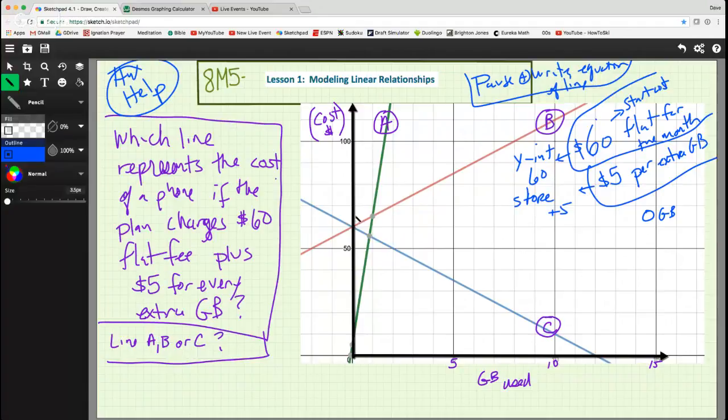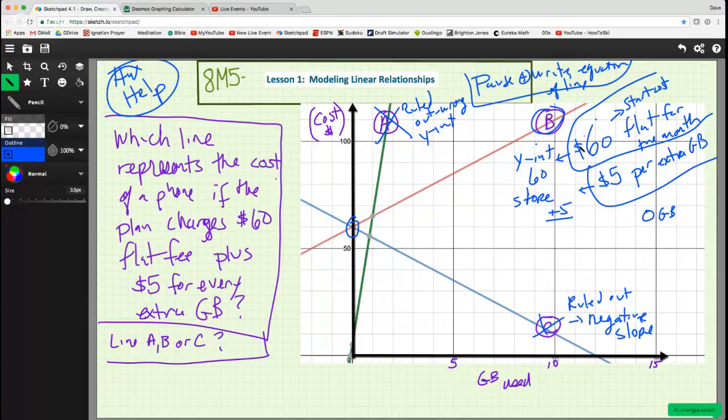So if our y-intercept is 60, this A is out. And if our slope is a positive number, it can't be C, because this is a negative slope. So this is ruled out. And A is ruled out, it's got the wrong y-intercept. So it has to be B. It's got to be B.